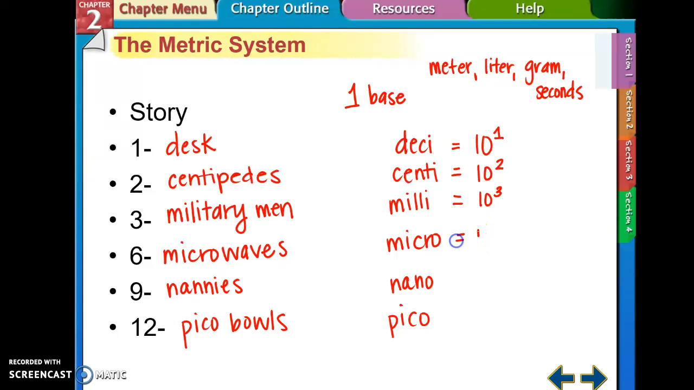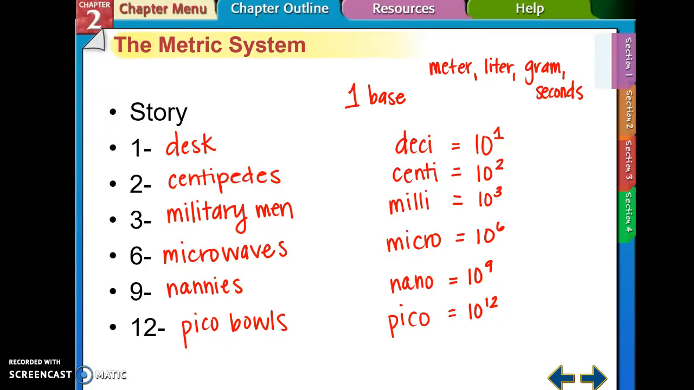Micro is 10 to the 6th. So that means there are 1,000,000 microseconds in every 1 second, or 1,000,000 micrometers in every 1 meter. And then nano means 10 to the 9th. So that would mean that there are 1 billion nanoseconds in every 1 second. And then pico is 10 to the 12th. So the way that you put this into your calculator is 10 raised to the first, or 10 raised to the second, or 10 raised to the third.